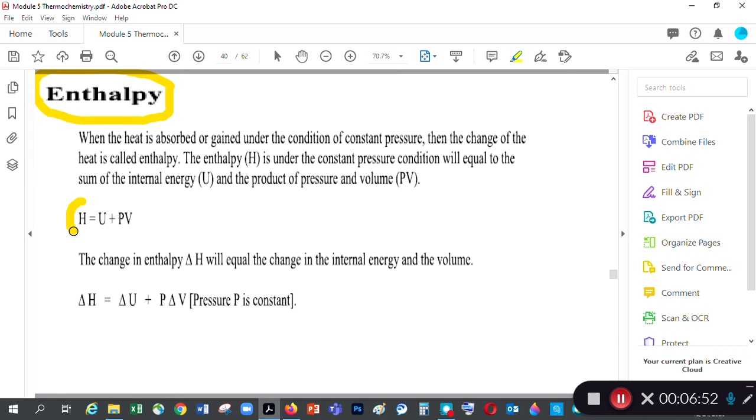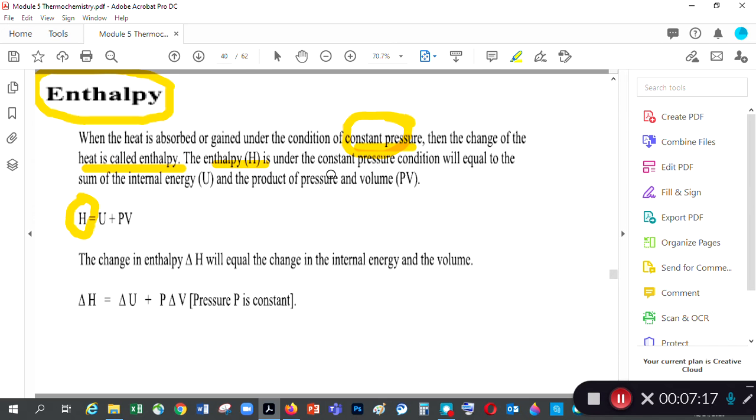Enthalpy is given the symbol H, and when the heat is absorbed or gained under conditions of constant pressure, then the change of the heat is called enthalpy. So this is very important. The pressure has to be constant. Then the change of the heat is called enthalpy at constant pressure.